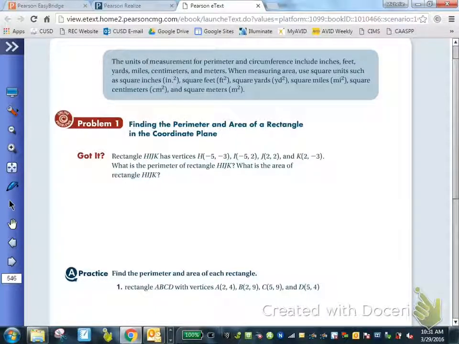One thing I want you guys to please note. So let's read this blue paragraph together. The units for perimeter and circumference include inches, feet, yards, miles, centimeters, and meters. When measuring area, so for example, when we're doing area, we multiply, correct? Yeah. Okay, so if I am doing inches times inches, that's going to give me inches squared. Or we call that square inches. Square feet would be feet squared, square yards, yards squared, square miles, miles squared, and so on and so on.